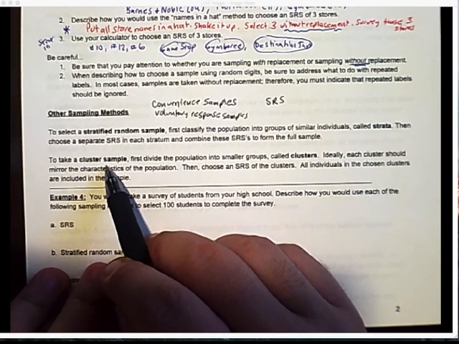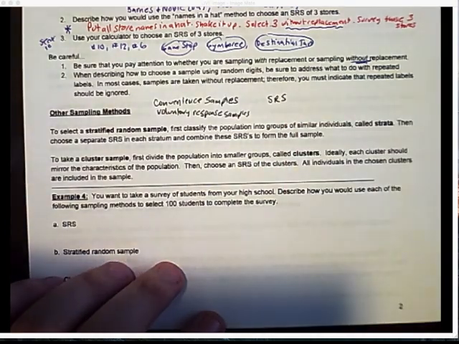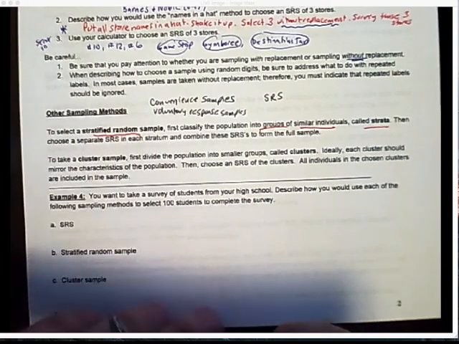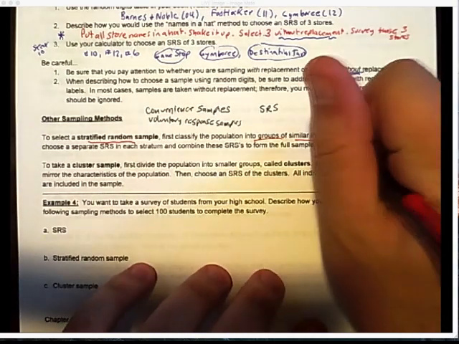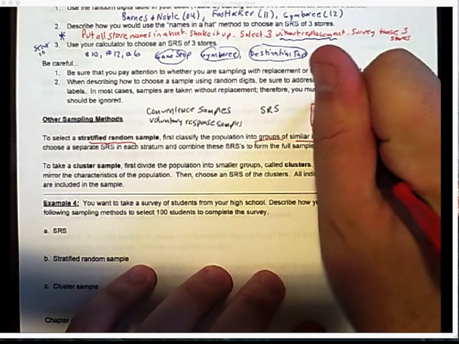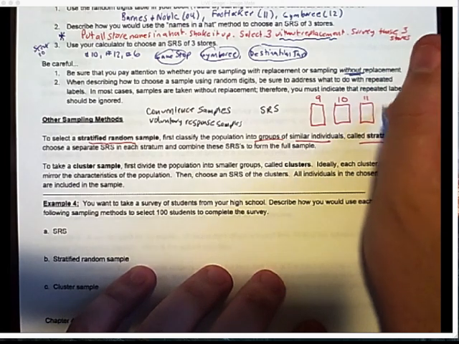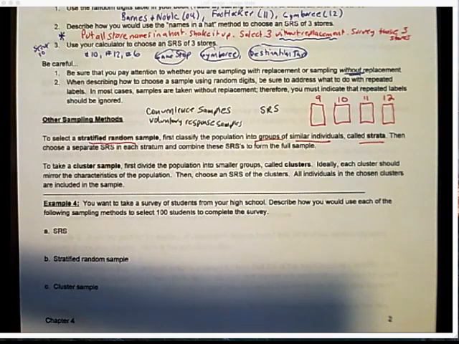So it says to select a stratified random sample, first classify the population into groups of similar individuals called strata. Then choose a separate SRS in each stratum and combine these simple random samples to form the full sample. So as an example, in a high school, you might subdivide everybody into grade levels. So ninth, 10th, 11th, and 12th. You might have a listing of all freshmen, sophomores, juniors, and seniors in a high school.